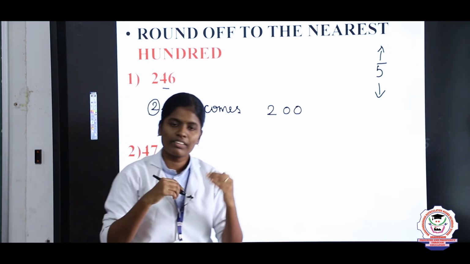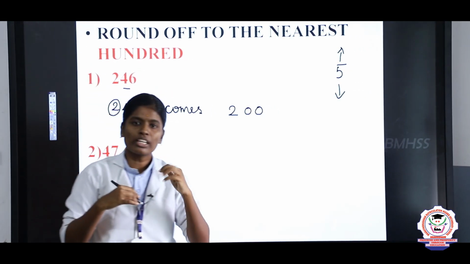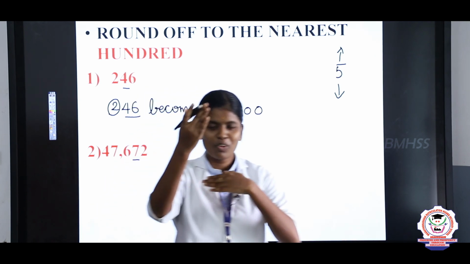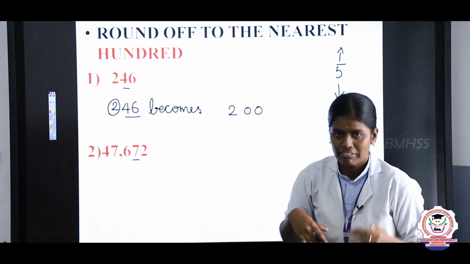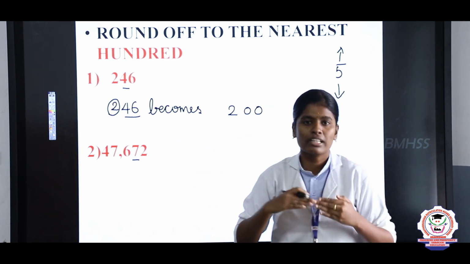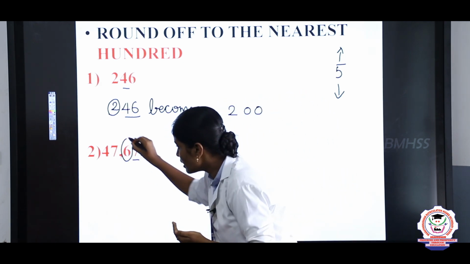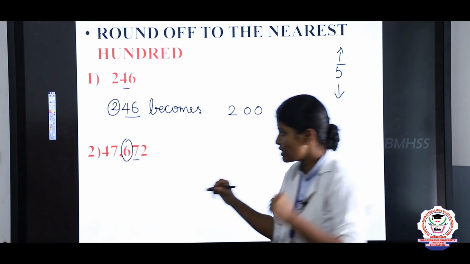47,672. Here you check the tens place value. In this tens place value, is it a 5-before number or a 5-after number? Here, listen, 7 is a 5-after number. So in the hundreds place you should increase by 1 or add 1. 6 plus 1. So listen, my children.